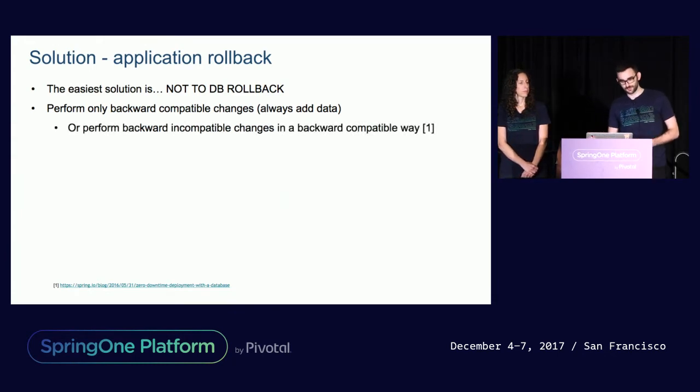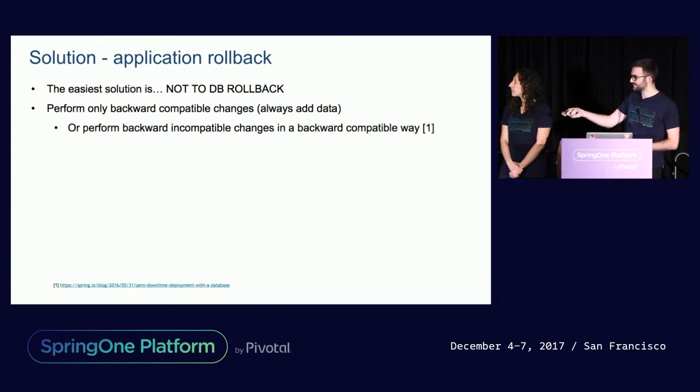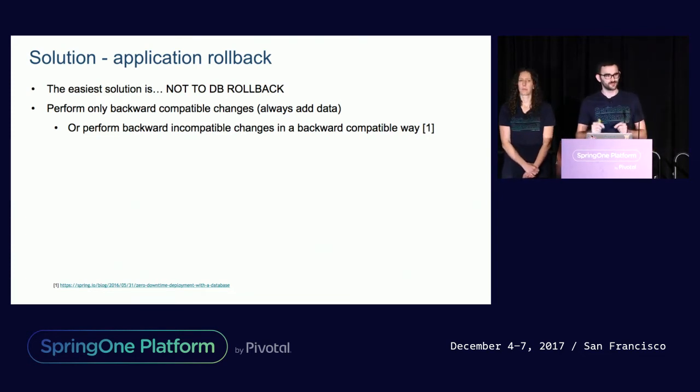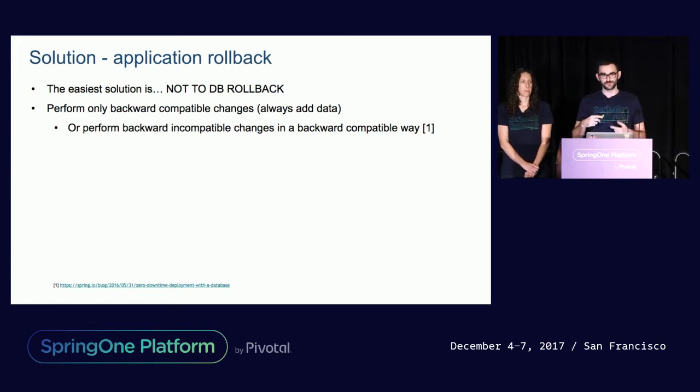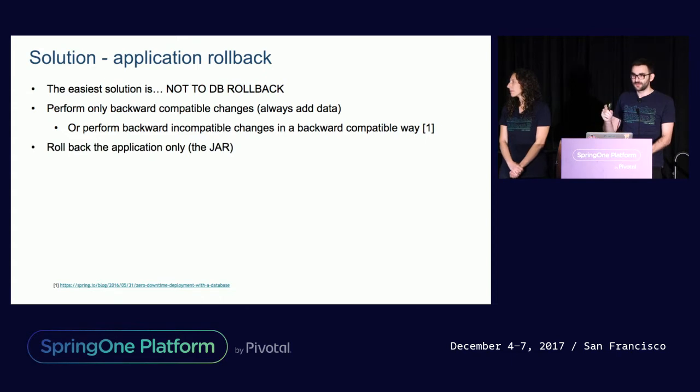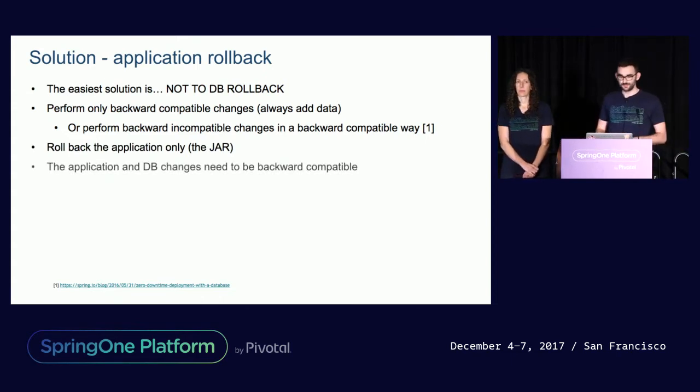Or you can read my blog post at Spring.io to the bottom. You can't see it, but type in 0 downtime deployment with a database, and you will see how to perform a backward incompatible change in a backward compatible way. That's possible. 4 deployments or 5, and you're done. And if you know that you have to do it, you will think twice before doing a breaking change. You can roll back the app itself, not the database, just the jar, which means that the application and database have to be compatible. Why?